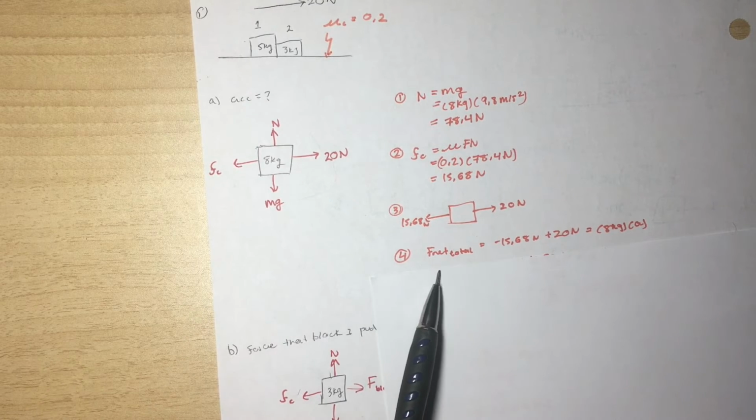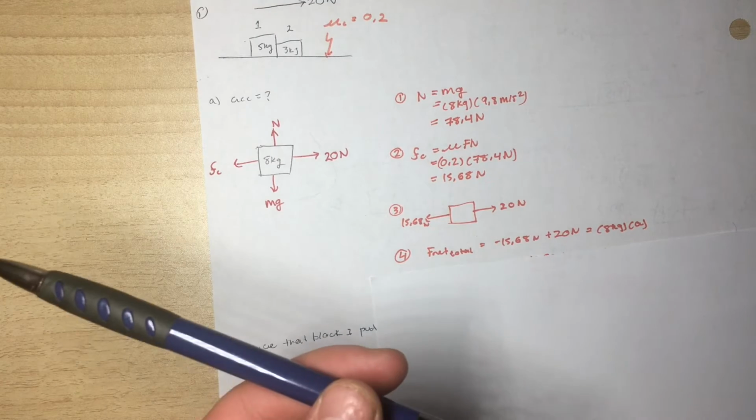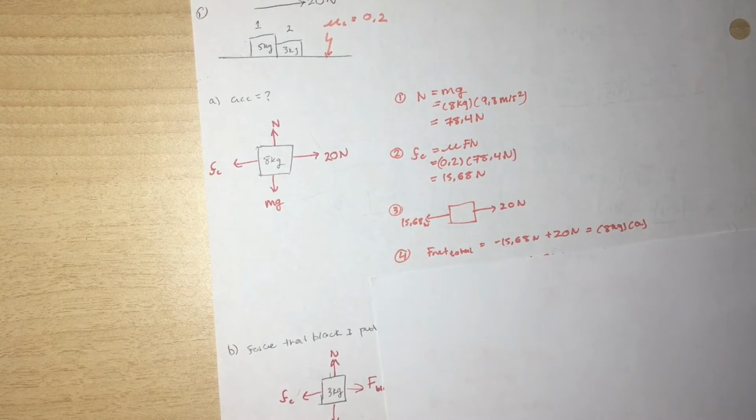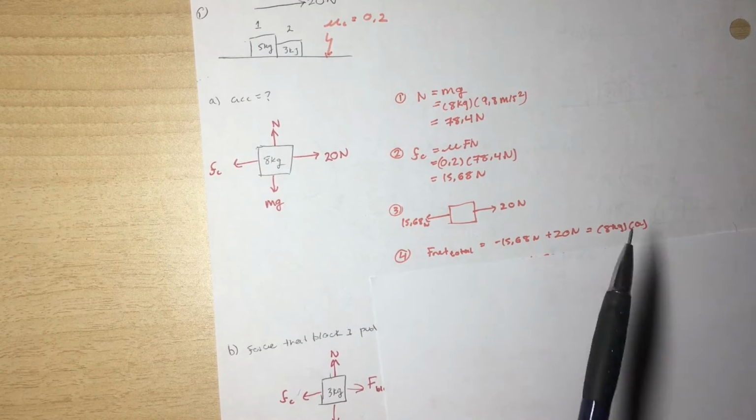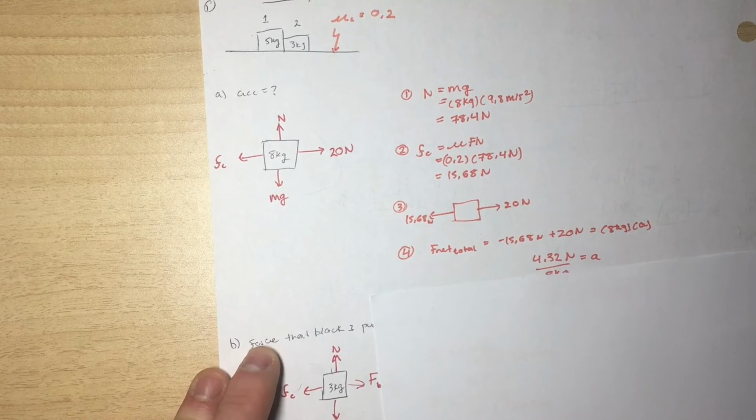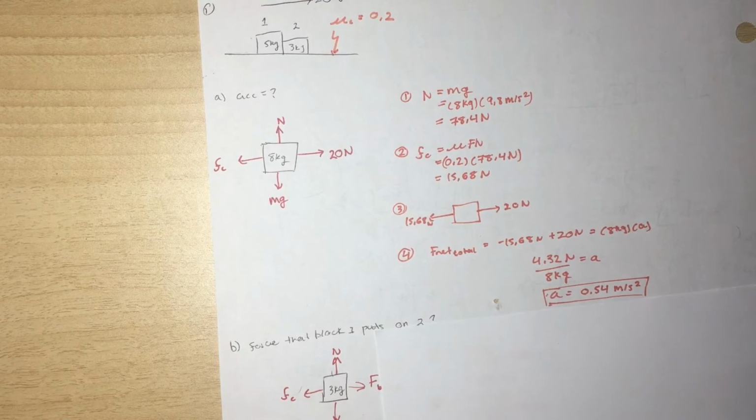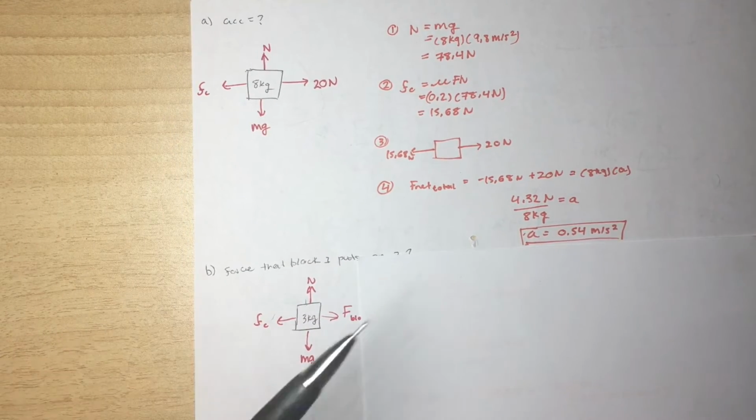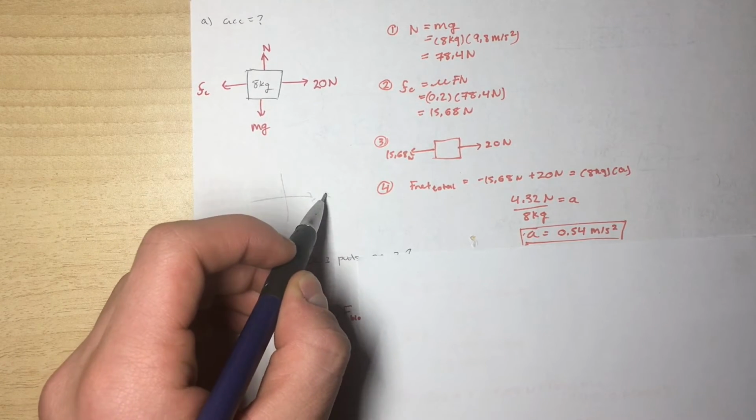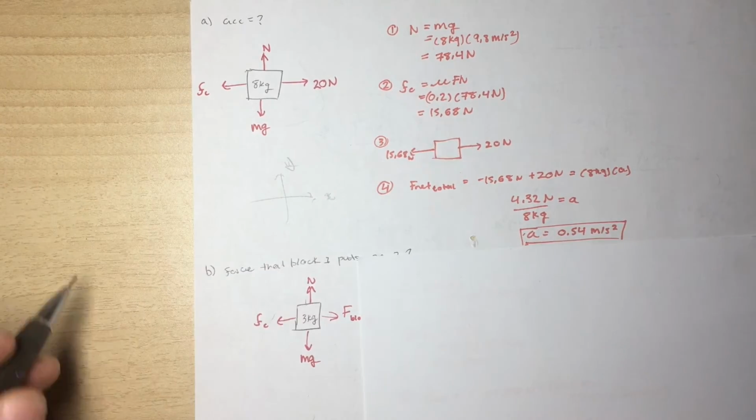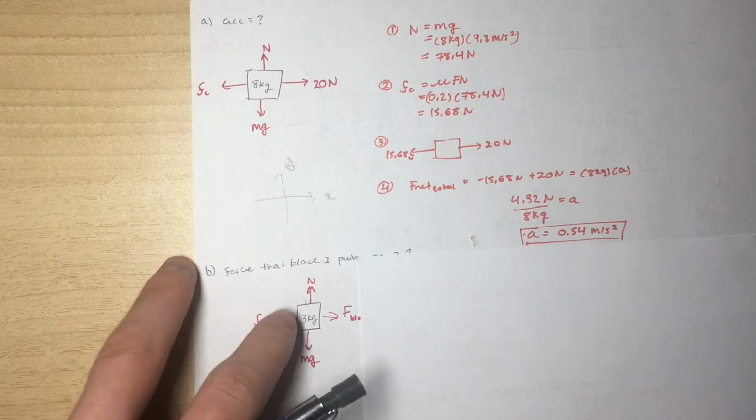Next we can do the F net total in x, and we have negative 15.68 since it's going to the left, and a positive 20 newtons since it's going to the right, which is equal to ma, and m in this case is 8 kilograms times a. So to find a, we just divide, and we get a equal to 0.54 meters per second squared. It's a good idea to always make a system of axes so you don't confuse yourself or the person grading your work about which direction the object is going and the reason for which you select your positives and negatives.